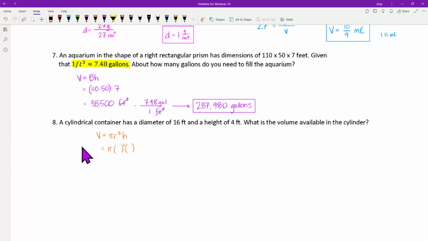So what is my r? R is half of my diameter, so that's going to be 8. My height is 4. So I plug that in and I get 256 pi. But y'all, this is a word problem, and in a word problem, most of the time they don't want an exact answer like that. So you would put that in your calculator, 256 times pi, and that would give you 804.25 cubic feet.